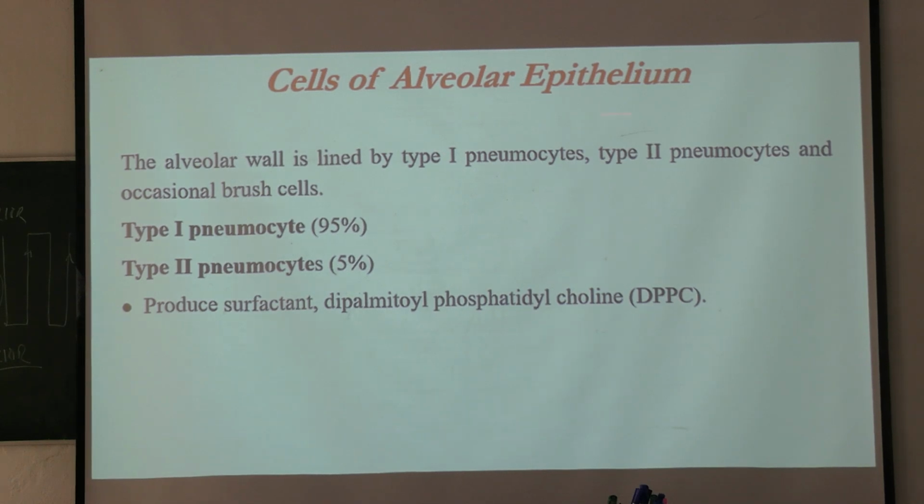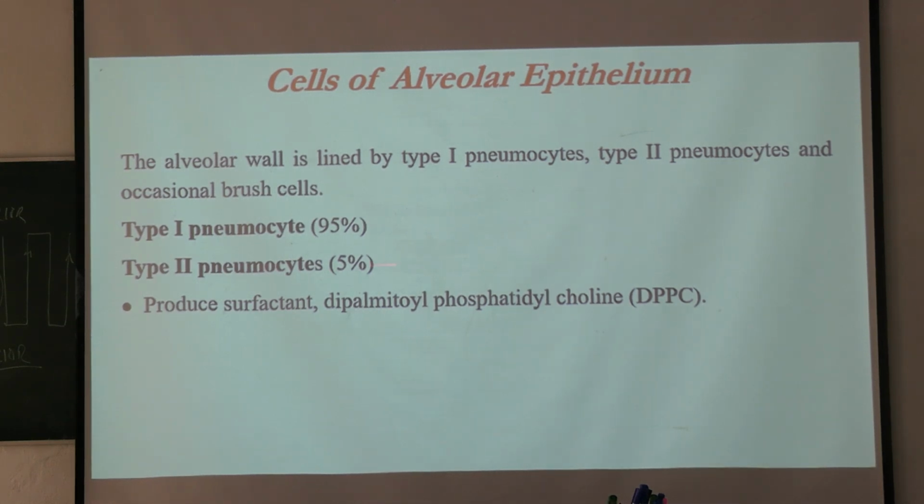Now, what are the cells of alveolar epithelium? This is asked in your viva. The alveolar wall is lined by type 1 pneumocytes, type 2 pneumocytes, and occasional brush cells. 95% of cells are type 1 pneumocytes, flattened squamous cells. 5% of cells are type 2 pneumocytes, and brush cells are occasionally present.